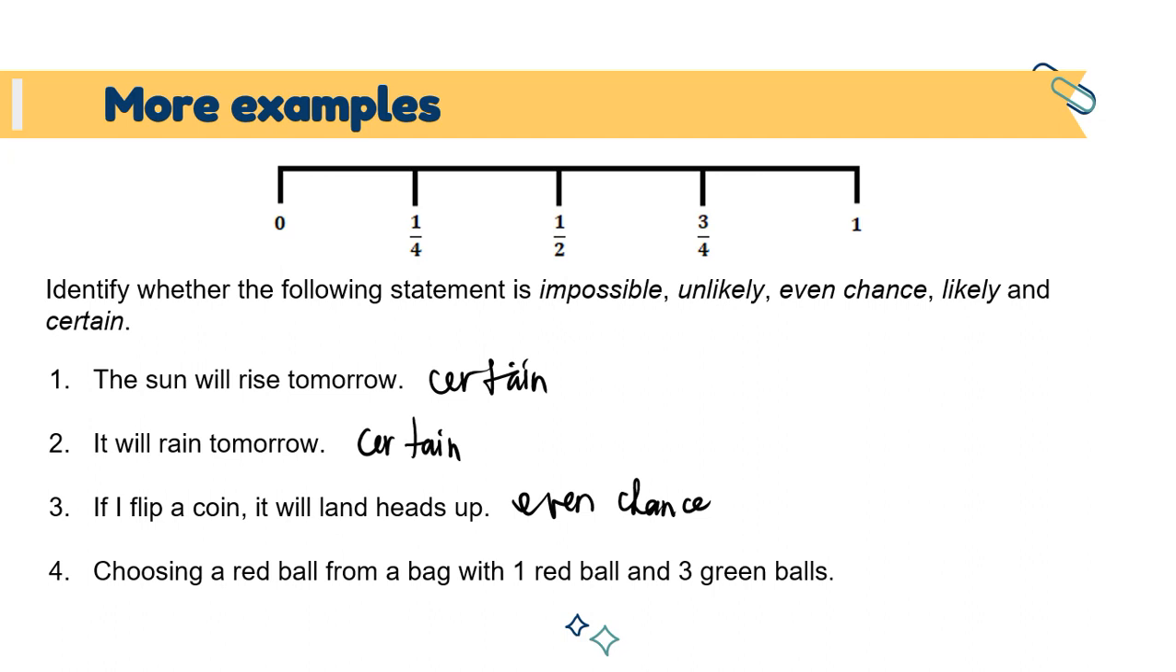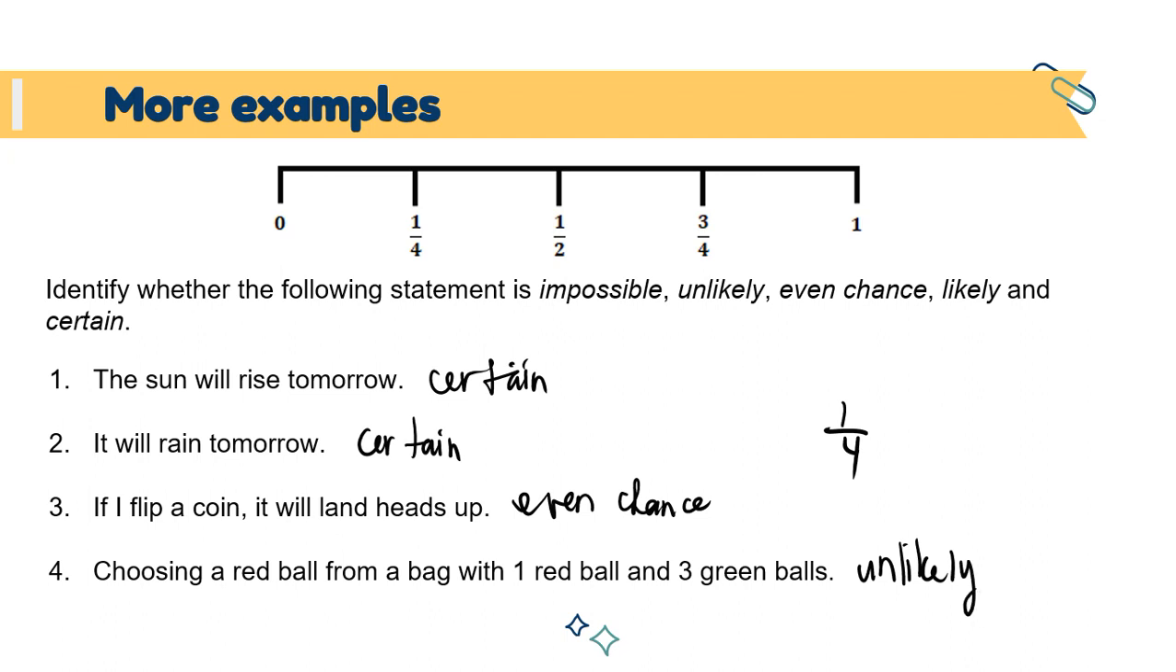And last one, choosing a red ball from a bag with 1 red ball and 3 green balls. Okay, red daw yung kukunin mo. So, yung red, isa lang daw. Out of ilan ba lahat ng bola? 3 plus 1, 4. So, 1 out of 4. So, saan siya ngayon magfo-fall? Magfo-fall po yan sa unlikely to happen.